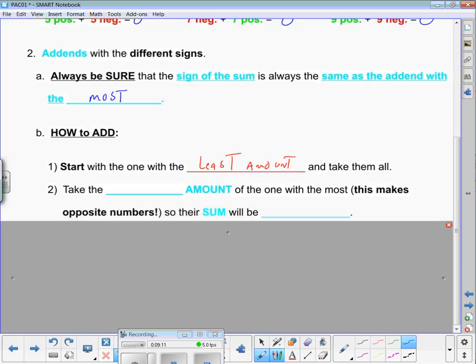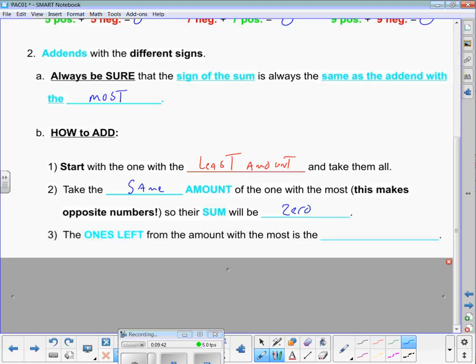Take your blue. So what's next? Take the same amount of the one with the most. I'll show you this in a minute, and I'll review it for you. No, it doesn't make a lot of sense right now because it's just words. I'll come back and show you how it all fits. All right, it says this makes opposite numbers. So what's the sum of opposite numbers, class? 0. So that part ends up being 0. The ones left from the amount with the most is the solution. And that's as easy as it is.